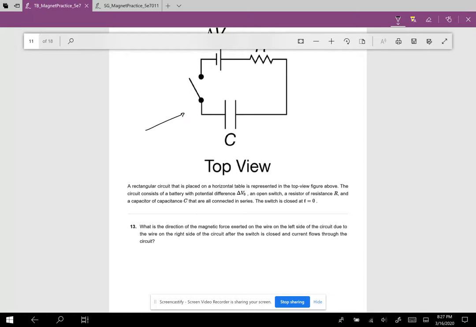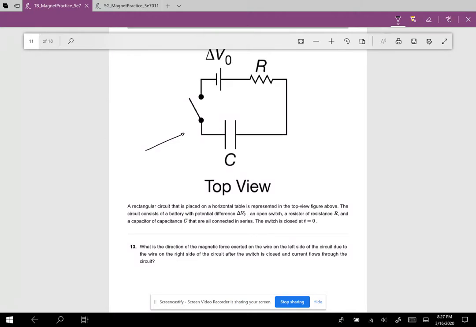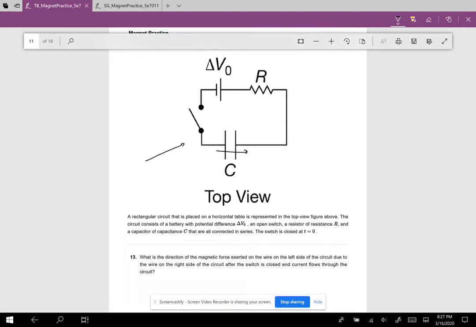So we want to know on this one, due to the wire on the right side of the circuit after the switch is closed and current flows through the circuit. So we're looking immediately after it closes. Based on our knowledge of capacitors, immediately after it closes, we still have current going through here. It pretends like it's just a wire. So we say, okay, current's still flowing, so that's good.